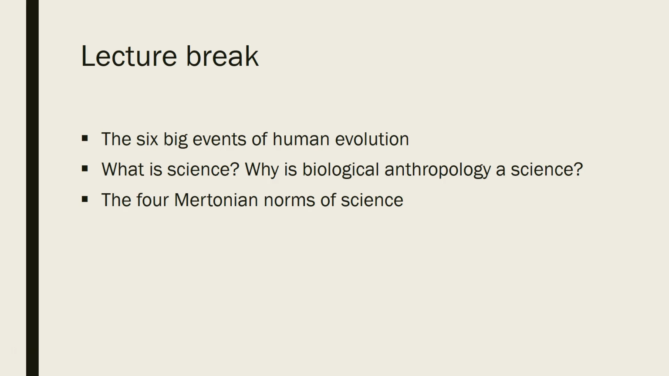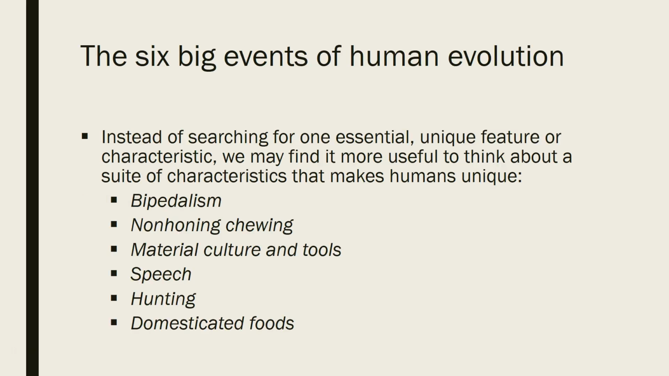So for example, if you were to stop now and revisit this lecture tomorrow, you would know by returning to this particular moment in the video that you had the 6 big events of human evolution, what is science, why is biological anthropology a science, and the 4 Mertonian norms of science left to learn about. I will also be including timestamps in the description of the video so that you know where to pick up based on what topics that you have left to learn about. Welcome back to everyone returning from break, and for everyone else, let's continue.